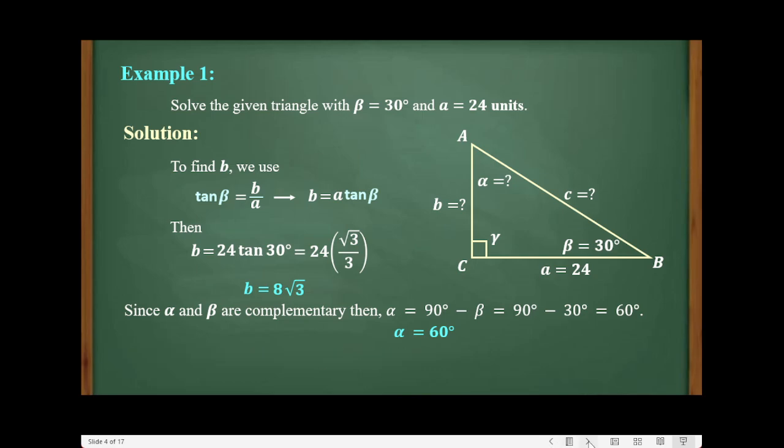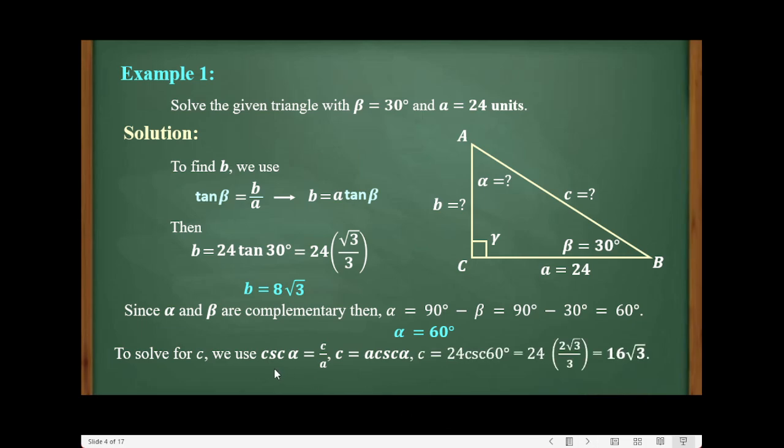Next, for the remaining unknown part, which is the hypotenuse, we use this trigonometric function, cosecant alpha is equal to c over a. Then from here, we transform this equation, solving for c.